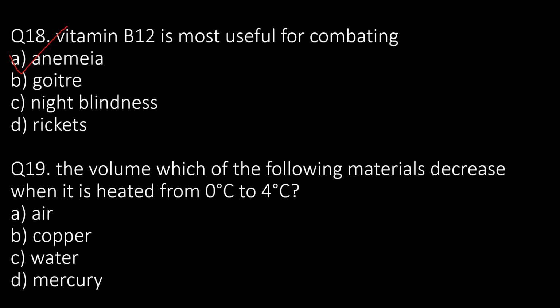Our next question is: the volume of which of the following materials decreases when it is heated from 0 centigrade to 4 centigrade? And the right answer is option C, water. As we know, the density of water is maximum at 4 degrees centigrade. Above this temperature and below this temperature, the density of water is found to be less.